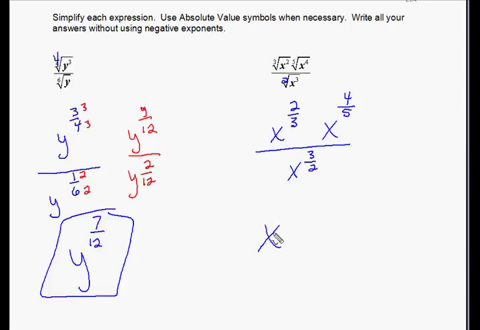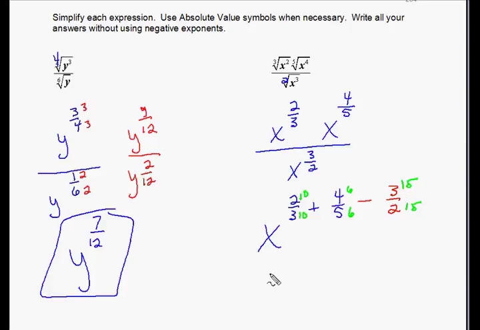This would be x to the 2/3 plus 4/5 subtract 3/2. Now, in order to make all of these fractions combine nicely, we need a common denominator. That common denominator is 30, so we need to multiply by 10 in our first fraction, by 6 in our second fraction, and by 15 in our third fraction.